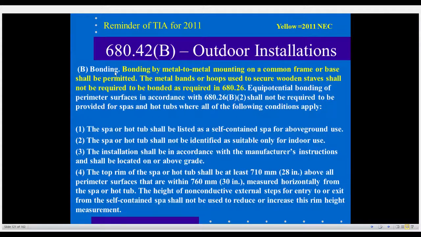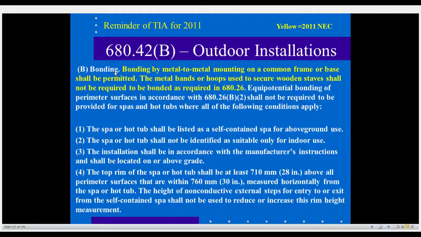Now, let's talk about bonding. Now, here's where a lot of the confusion starts. There was a TIA that was given to the 2011 code, which generally said that you're going to meet the requirements of 680.26 for the general rule, but then it said there's some components on here, like the metal bands or the hoops or wooden staves of some kind of uniquely designed hot tubs or spas. But you don't have to bond those small bands. It would be impractical to do so. But it didn't give you any allowance to say, well, I can throw out the whole requirements of Part 2, which is 680.26 for the perimeter surface requirement.